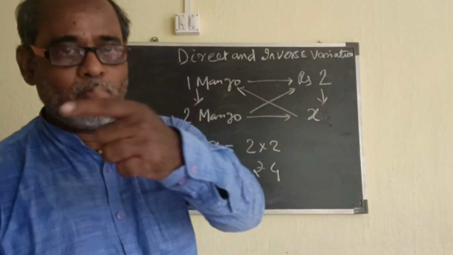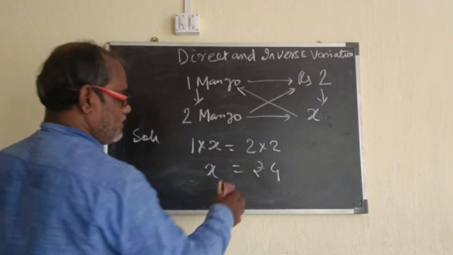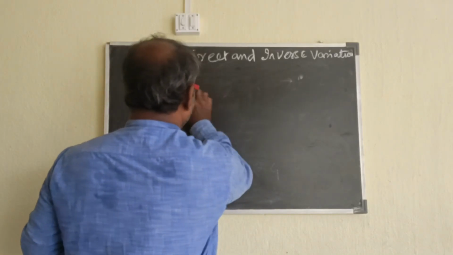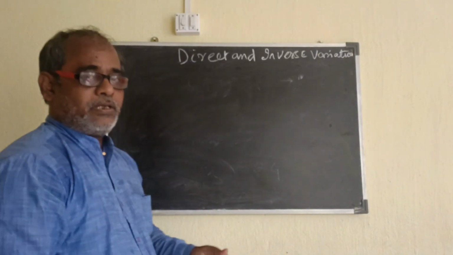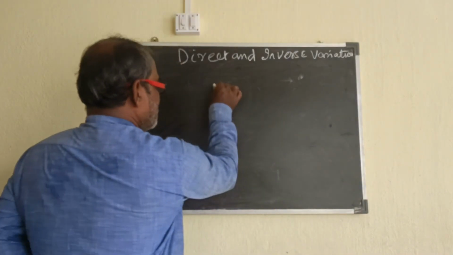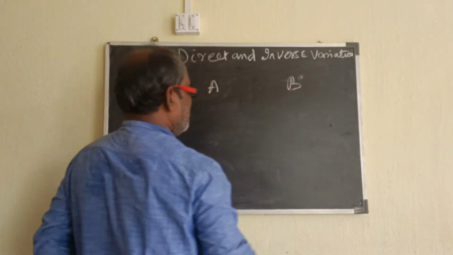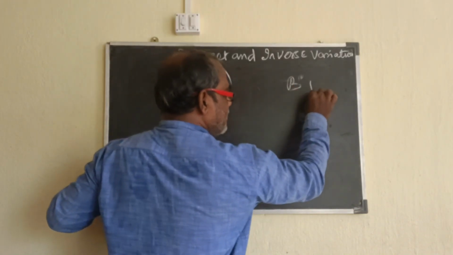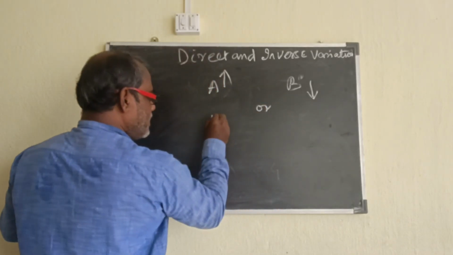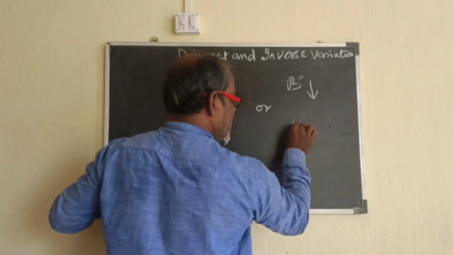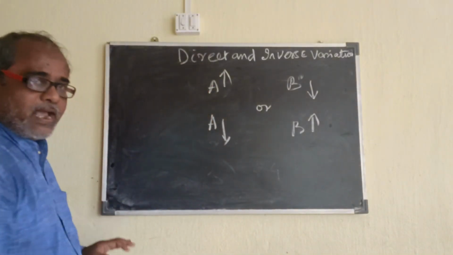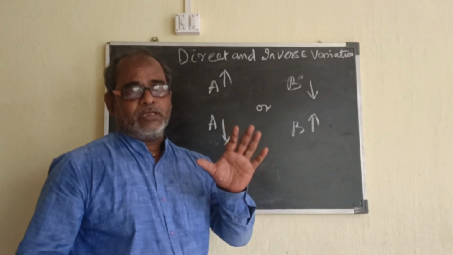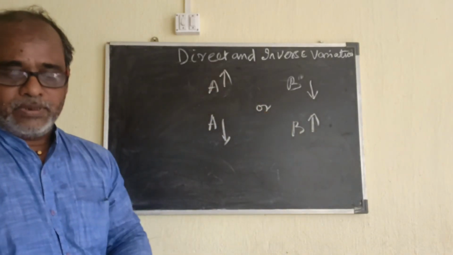Now let us go with one more topic, that is inverse variation. In inverse variation, again let us take two quantities, A and B. If the quantity of A gets increased and the quantity of B gets decreased, or the quantity of A decreases and the quantity of B increases, then we say that these two quantities are inversely proportional. Okay, so let us go with one example.